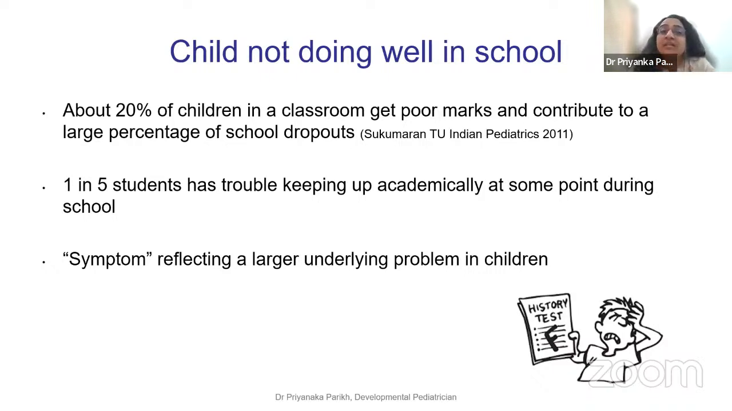And about 20% of children in a classroom do get poor marks and contribute to a large percentage of the school dropouts. That comes to about 1 in 5 students who at some point have trouble keeping up with academics, whether it is early school days or even the secondary school or even the college. So this is just a symptom, which is like the tip of an iceberg, and it reflects a much deeper underlying problem, which we all need to look into.